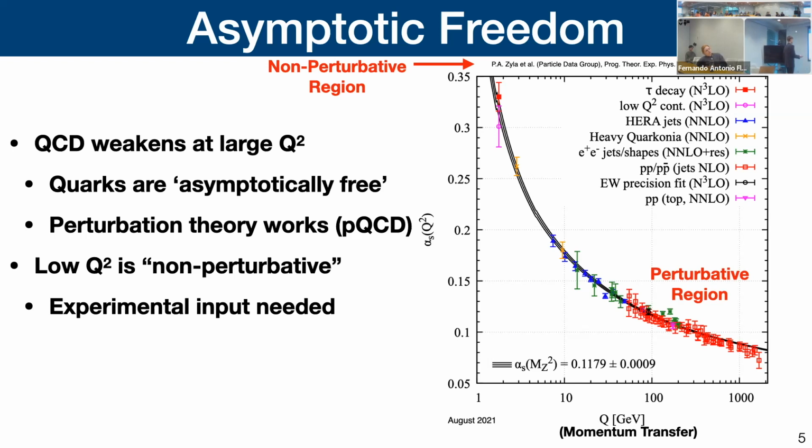If you go to low momentum transfers, this interaction strength increases very, very quickly. And in fact, at a certain point up here, perturbation theory no longer works because your series do not converge. This is known as the non-perturbative region. In the non-perturbative region, it's very difficult to do calculations, so we need experimental input there. Also, this non-perturbative region leads to very interesting dynamics that we can study experimentally.